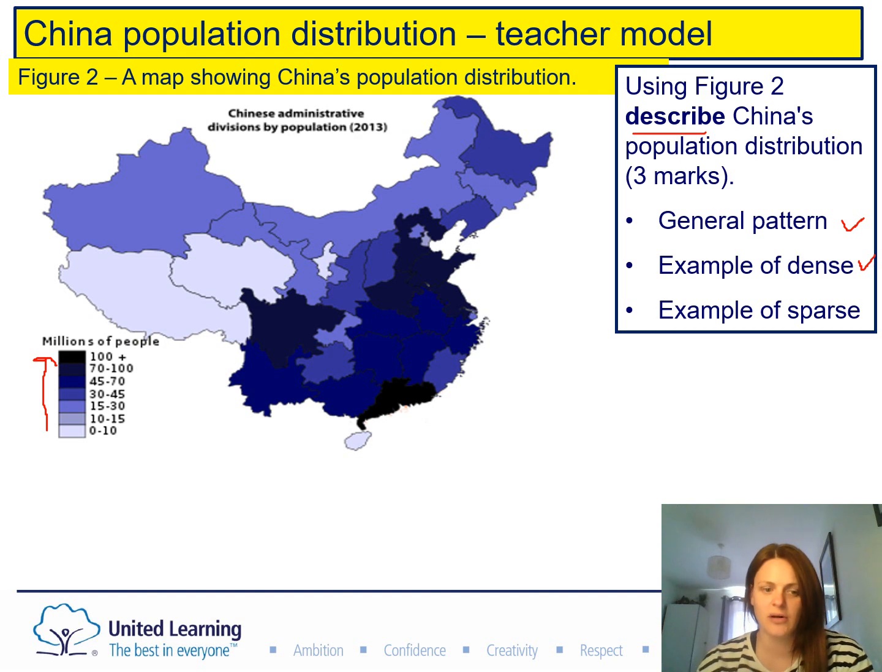Can I give an example of a dense area? I need to get my knowledge of China there and give the name of an area. And can I give an example of a sparse area? I've got to use the data given to me in the key for some extra marks. I need to know either south, north, east and west. I've got to give those locations, and if I can, I've got to name a place. So let's see how I did.